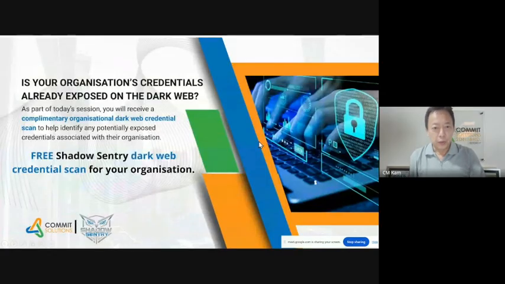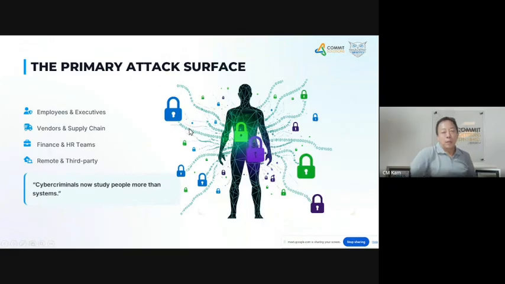So everybody can see my screen. Okay. But before we start, we are talking about how credentials are leaking into the dark web. And for that, normally what we do is we scan the organization that is subscribing to the service, and we tell them what's happening within the dark web, right? So today, if you stay to the end of the seminar, I'll give you a QR code where you can scan and put in your details, and we'll give you a free scan on your organization as well.